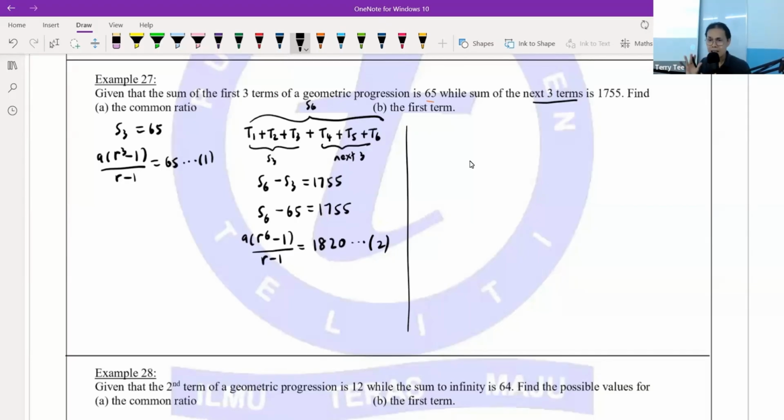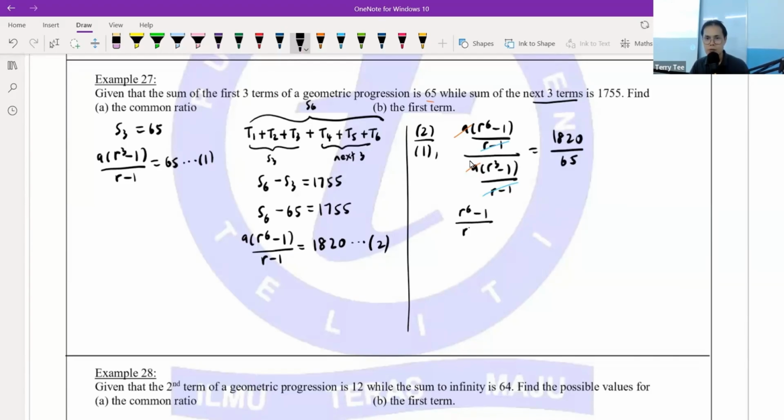To solve this, it's a little different from what we have been doing, because you cannot substitute directly. But what we can do is take equation 2 divided by equation 1. So a(r power 6 minus 1) over r minus 1, divided by a(r power 3 minus 1) over r minus 1, equals 1820 divided by 65. Now we can cancel a and a, and cancel r minus 1 and r minus 1. I'm left with r power 6 minus 1 over r power 3 minus 1. That r power 6 we can factorize into r power 3. Maybe I write one extra step for you. Let me write this down first.